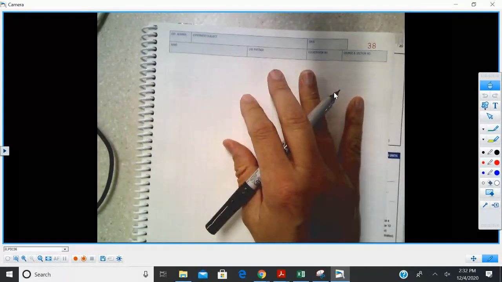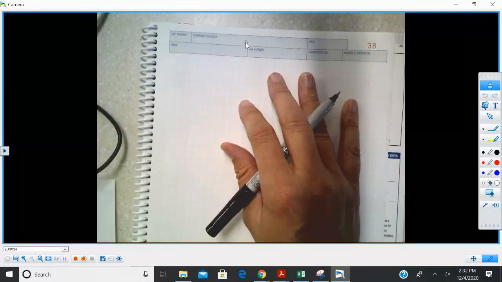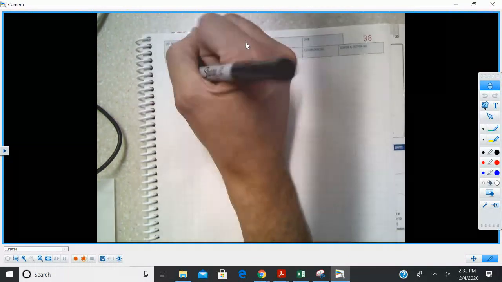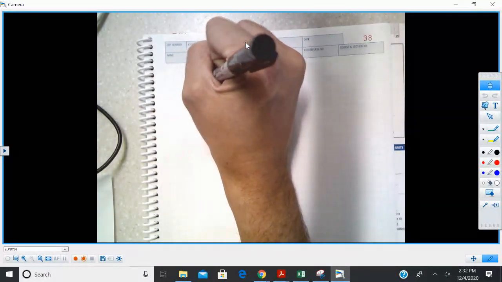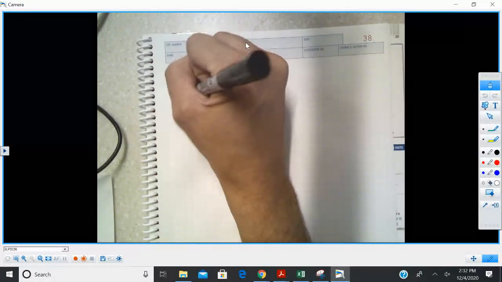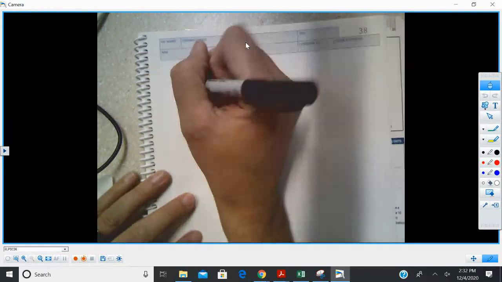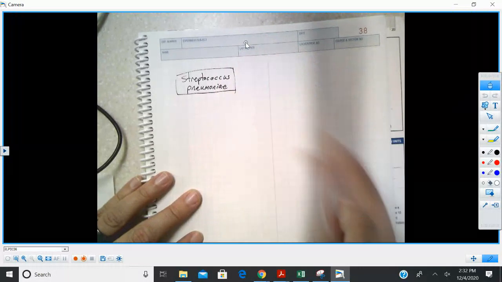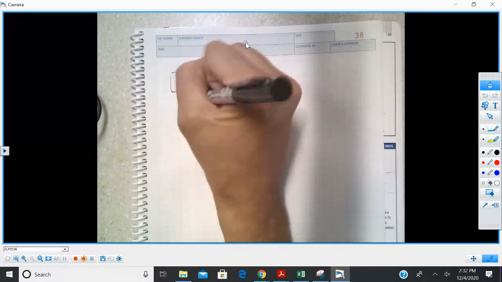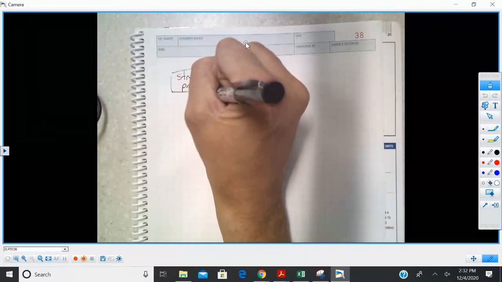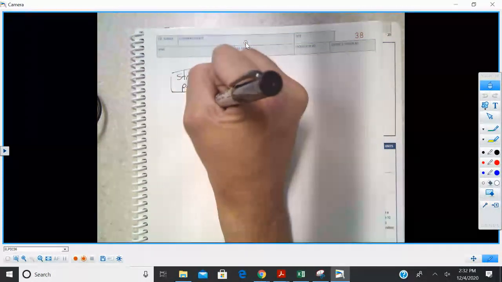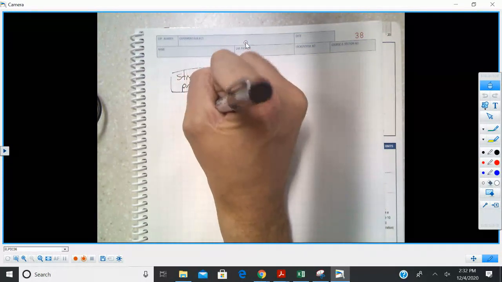Okay, so we're going to start with a very common bacterium named Streptococcus pneumoniae. So that's our first. This is a very common bacteria. It causes strep throat and other respiratory infections. And it is usually treated with the most common antibiotic.